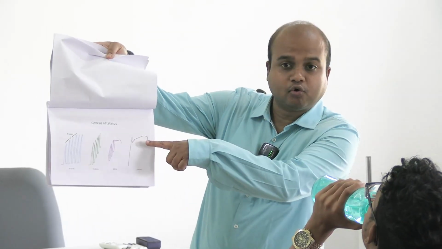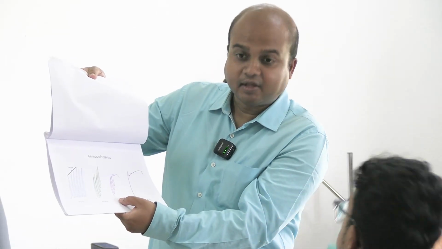So the genesis of tetanus can be shown like this. This is going to a sustained muscular contraction. Last one: if just this is given, you have to say tetanus. Usually all these will be given. This is the trace. If this is given, it will be called incomplete tetanus.